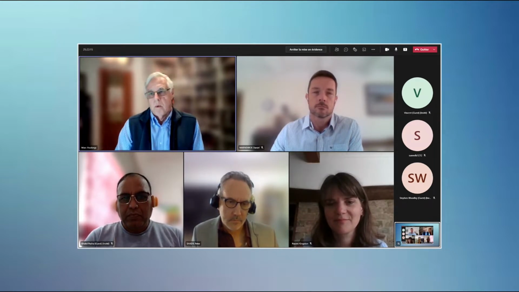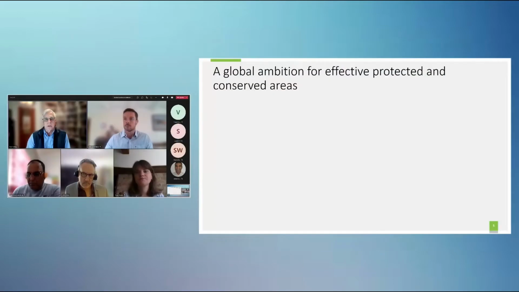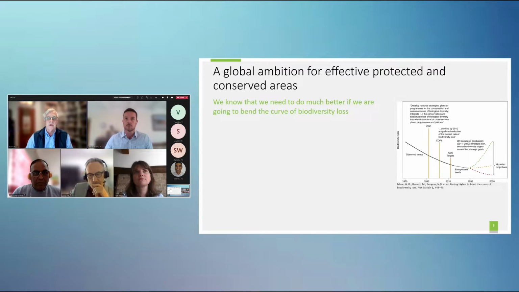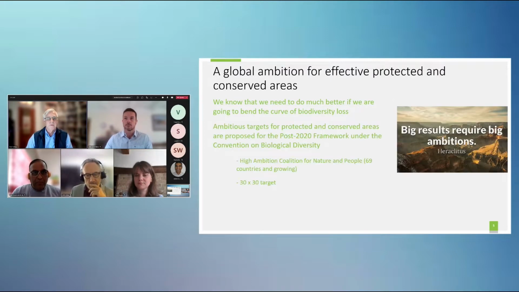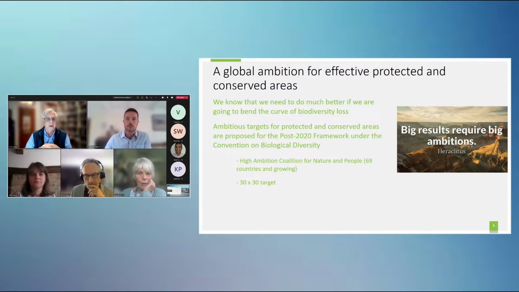I think we recognize that we need to do much better if we're going to bend the curve on biodiversity loss. While we're making progress, we need to improve this substantially. So if we're going to bend the curve, then we need to set ambitious targets, and they are being set through the post-2020 framework, through things like the High Ambition Coalition and the 30 by 30 target.